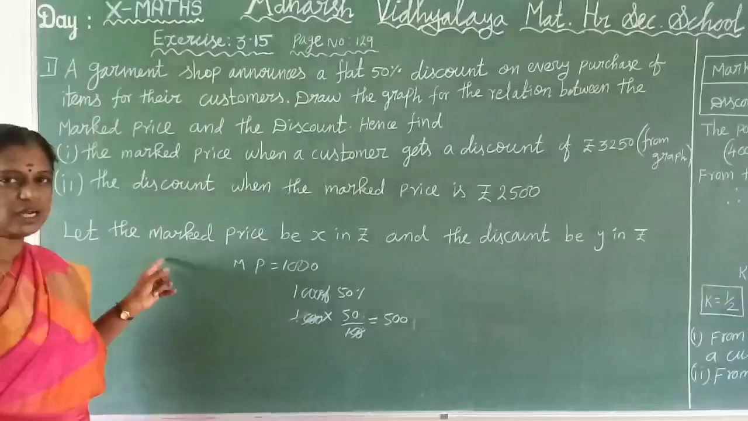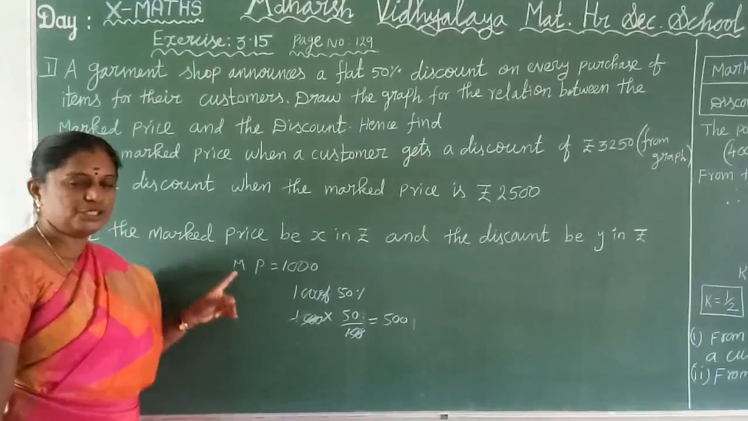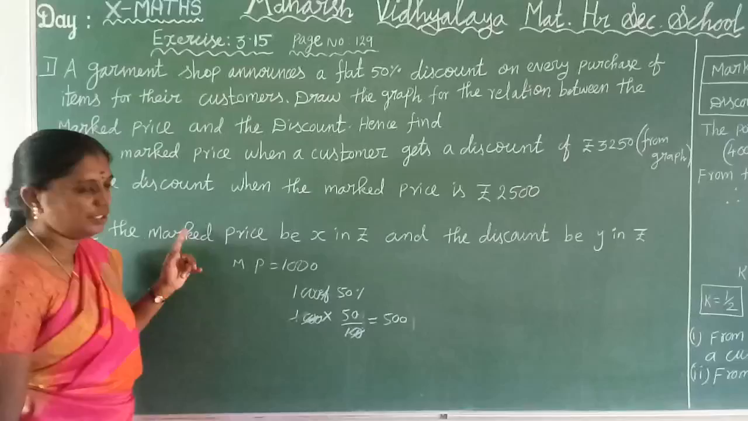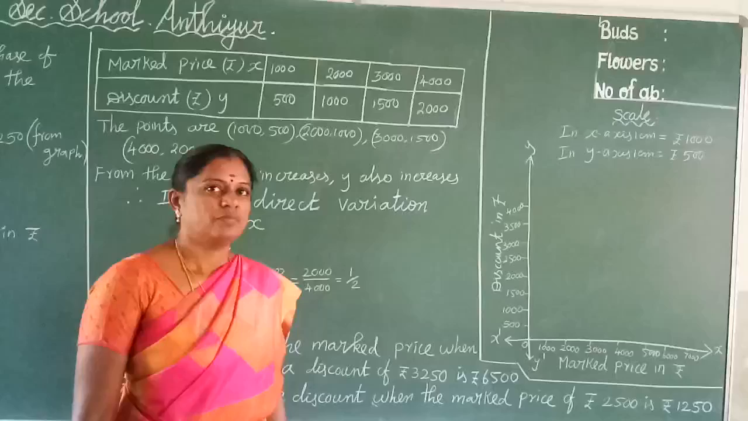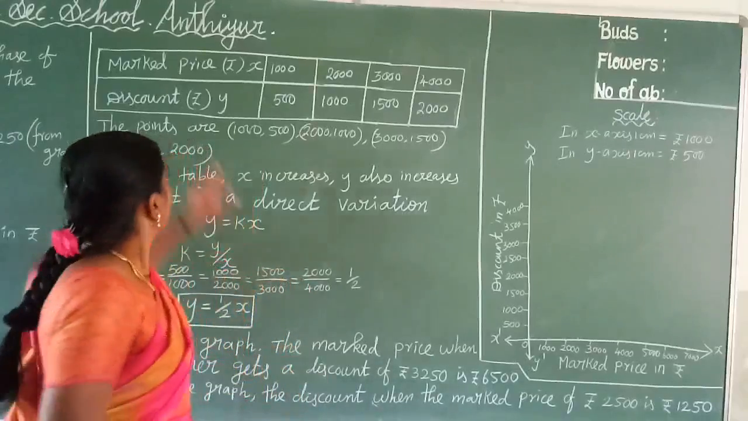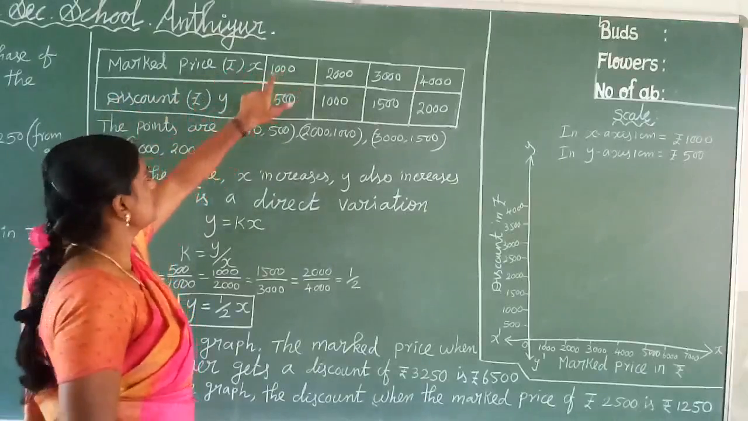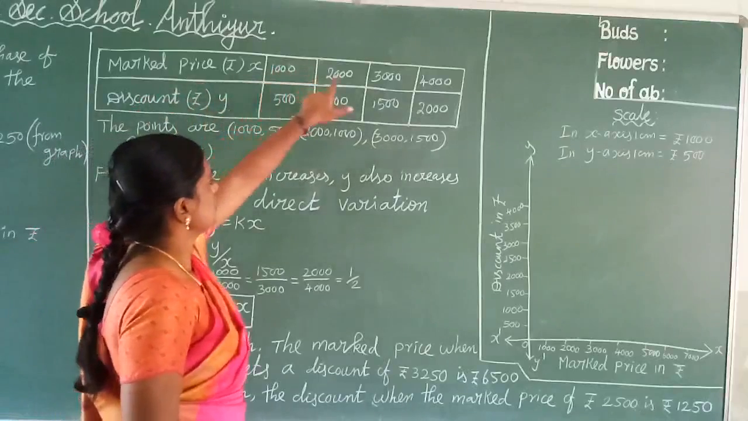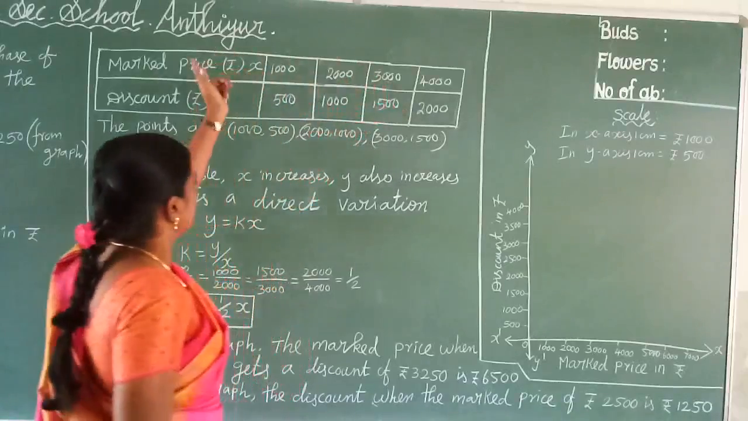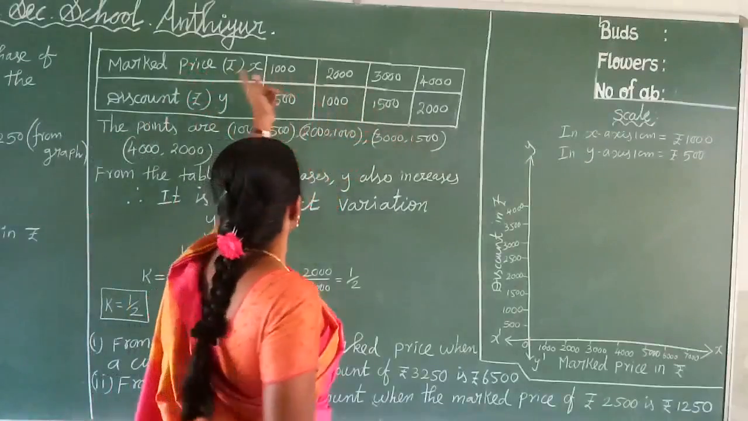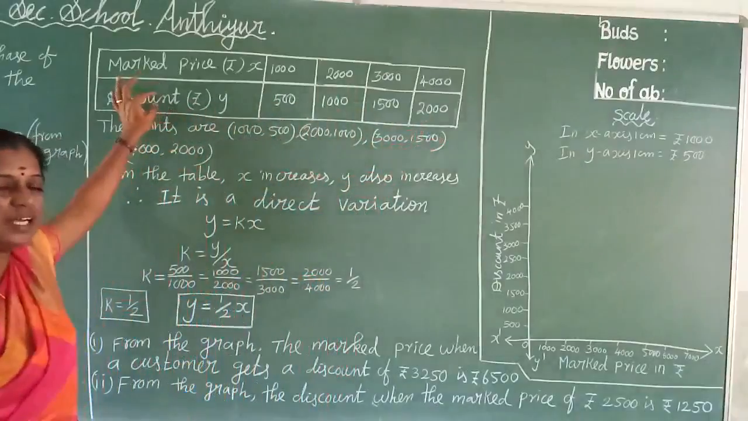Here the tabular column is not given, so we have to create the tabular column. Is it clear? In earlier questions the tabular column was given, but in this question it is not given. Now we create the tabular column. Market price x, discount y. First consider 1000 rupees: the discount is 500. Next, 2000 rupees market price means 1000 rupees discount. 3000 rupees market price, discount 1500. 4000 market price, discount 2000.